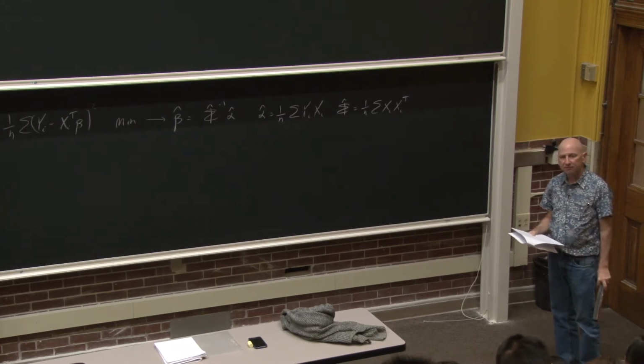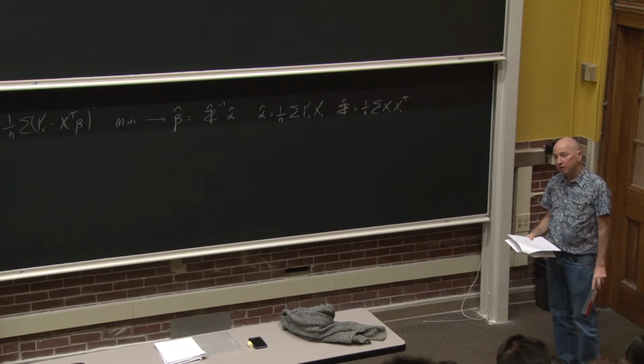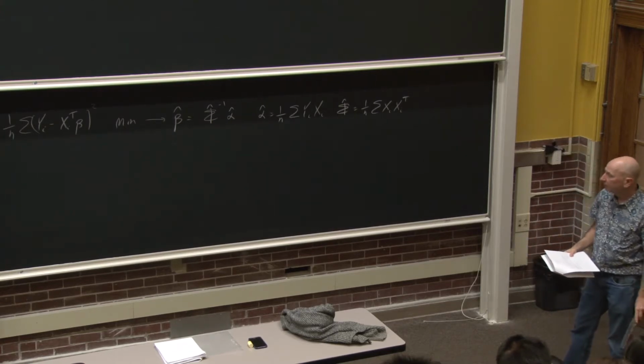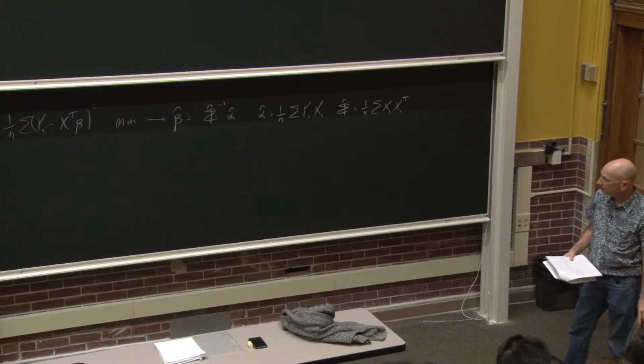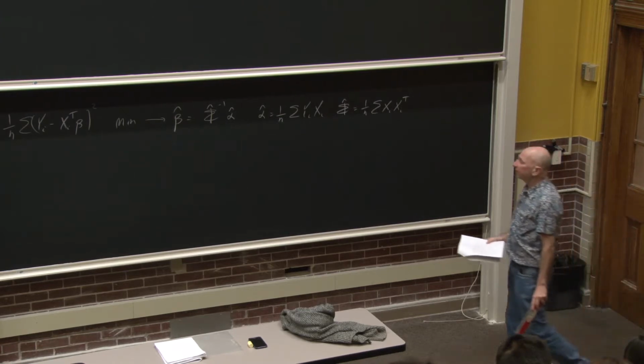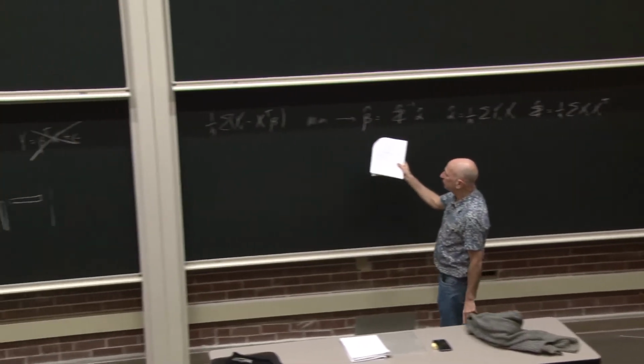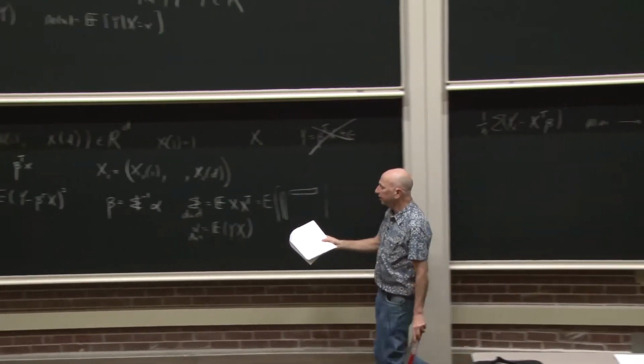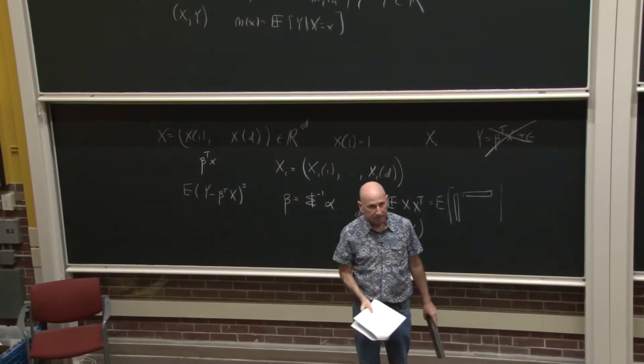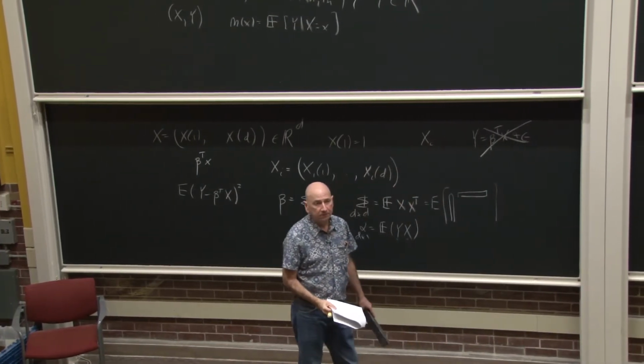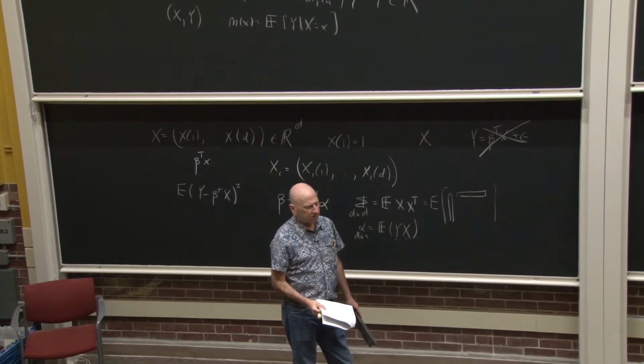Okay, so that's a review of basic linear regression in the low dimensional case. It's very simple. And the way to think about it again is beta hat is not estimating the true regression function, it's just estimating the best linear predictor. Okay, any questions? Good. All right.